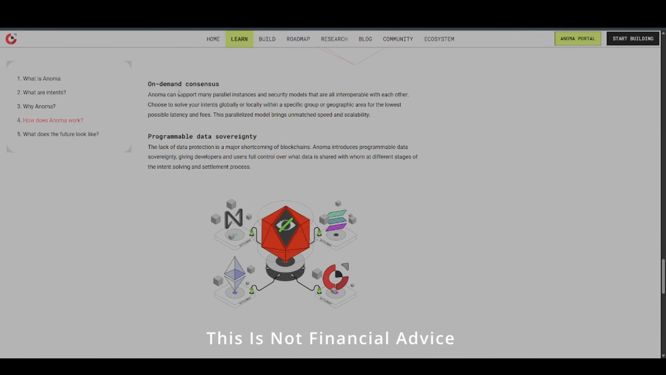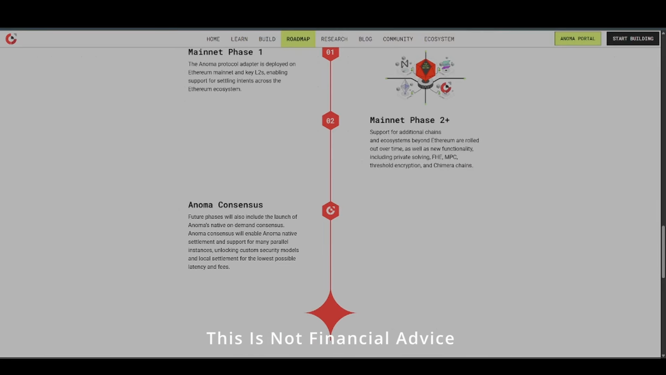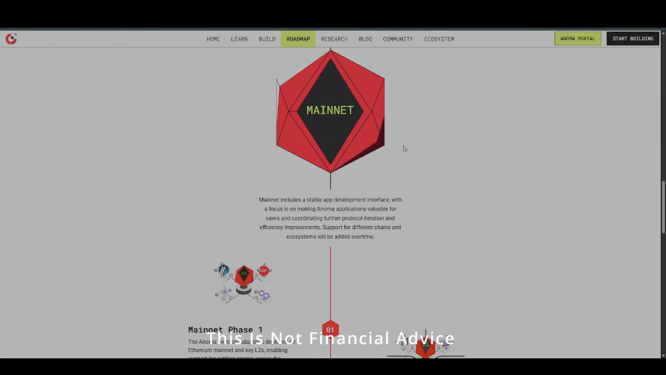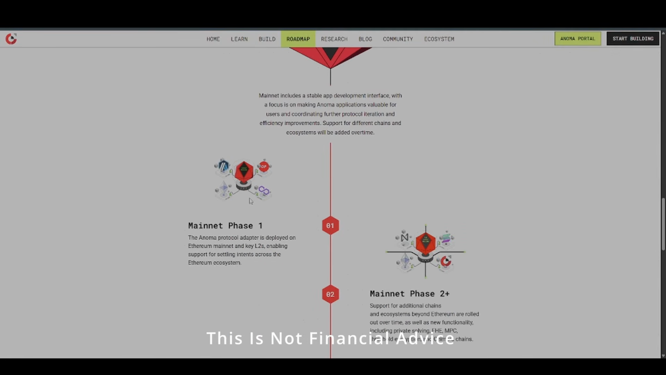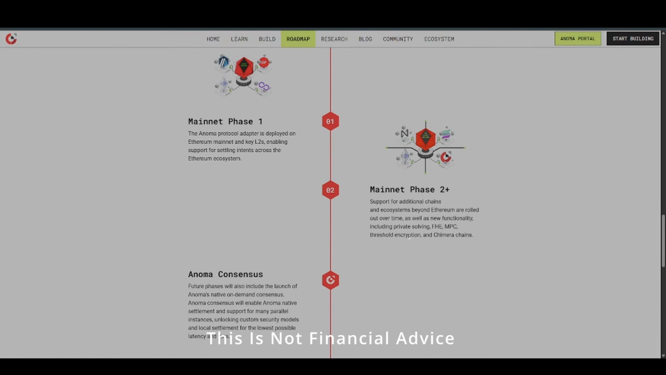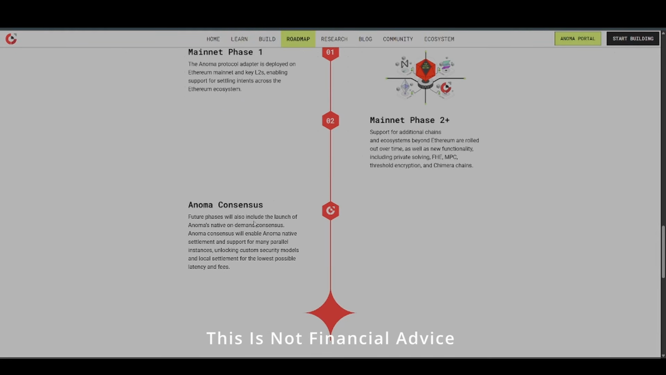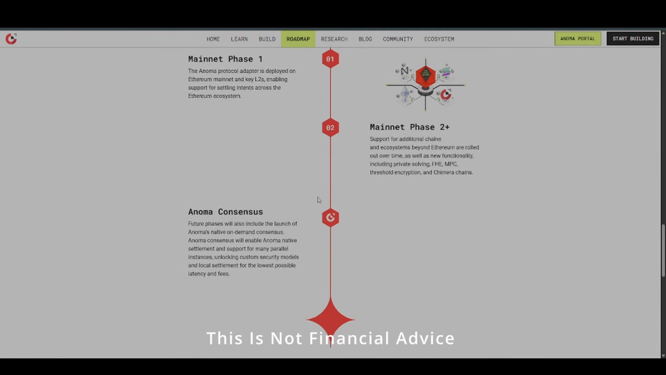So if we look at their roadmap, they do have a really interesting roadmap. This is how their roadmap looks. As of now, they are in mainnet phase 1. As of now, they have Arbitrum, basically Ethereum's layer 2, there is Arbitrum, Optimism, Polygon, Ethereum, and in phase 2 they will have NEAR, Solana as well as Ethereum interacting between these things. After that there will be Anoma consensus, you can see here, and this is what the future looks like.